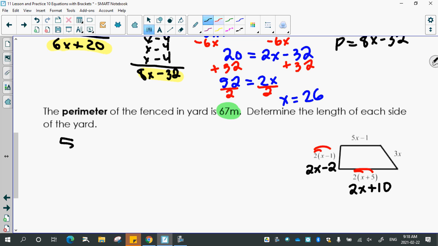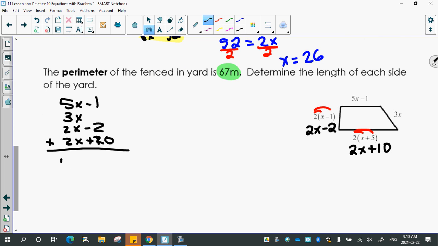Alright, so add them up here. Oops, 20. 12x plus 17. How many people got 12x plus 17? Did I miss something? Yeah, I think it's 2x plus 10, not 2x. You're right, thank you. Good. All right, so it's 12x plus 7, correct?